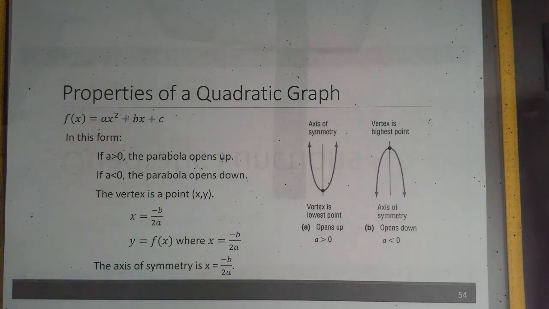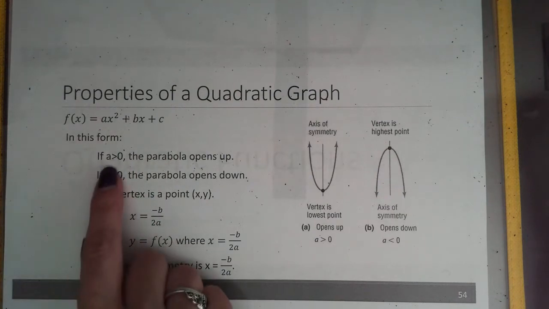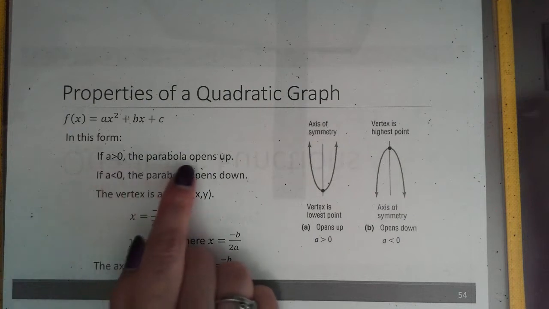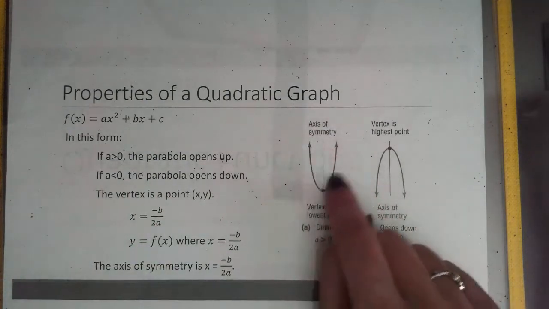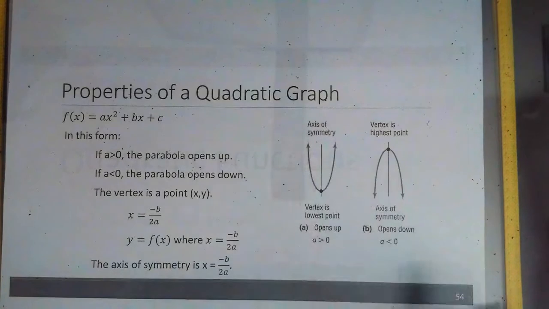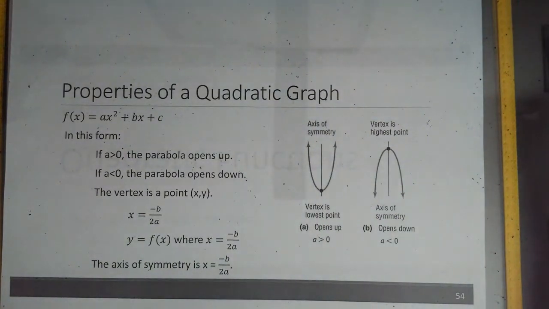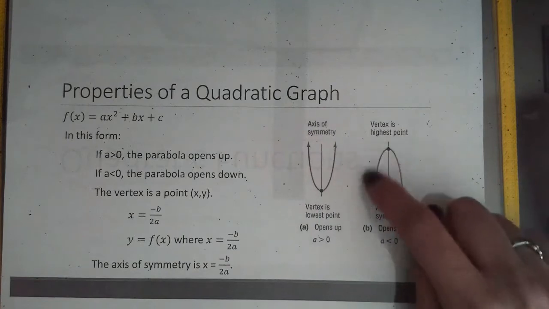plus c. In this form, if the a value is greater than 0, meaning it's positive, then the parabola will open up, like this first example here. If a is less than 0, meaning it is negative, the parabola opens down, like this one.